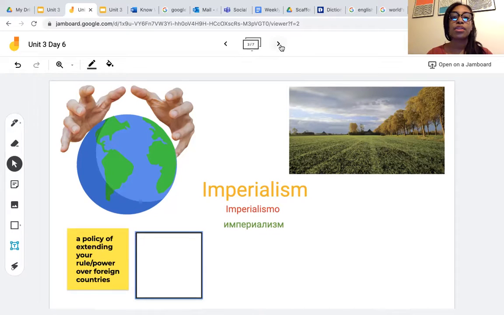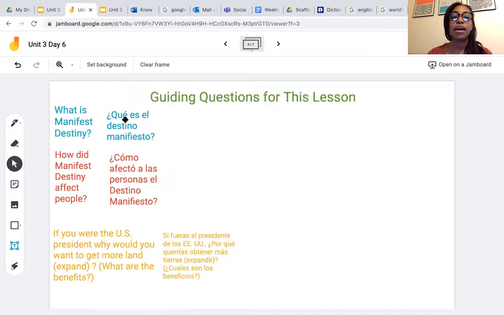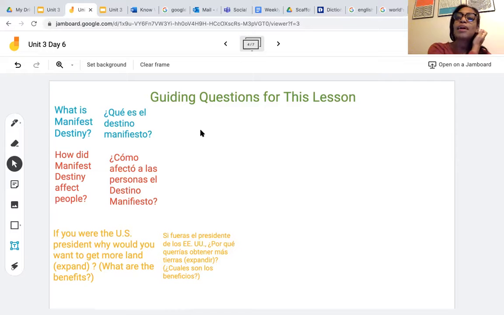Now that we know these words, I want you to keep these guiding questions in mind, okay? What is manifest destiny? You already know what manifest destiny means, right? This was from the previous lesson. What is manifest destiny? What does that mean? Okay, so that the Americans have the right to expand. And the way that we learned it is to expand westward, right? And how did manifest destiny affect people? We really learned about Native Americans previously, right? How did it affect them? What connections can we make?